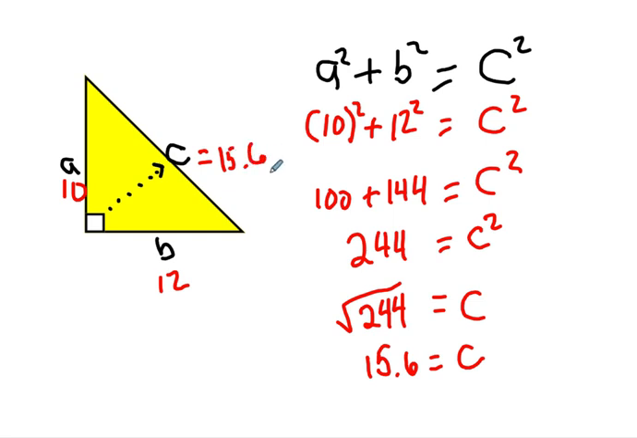So that's a basic way of how to find the length of the hypotenuse in a Pythagorean theorem. We'll talk more of how to find the missing side length another day.